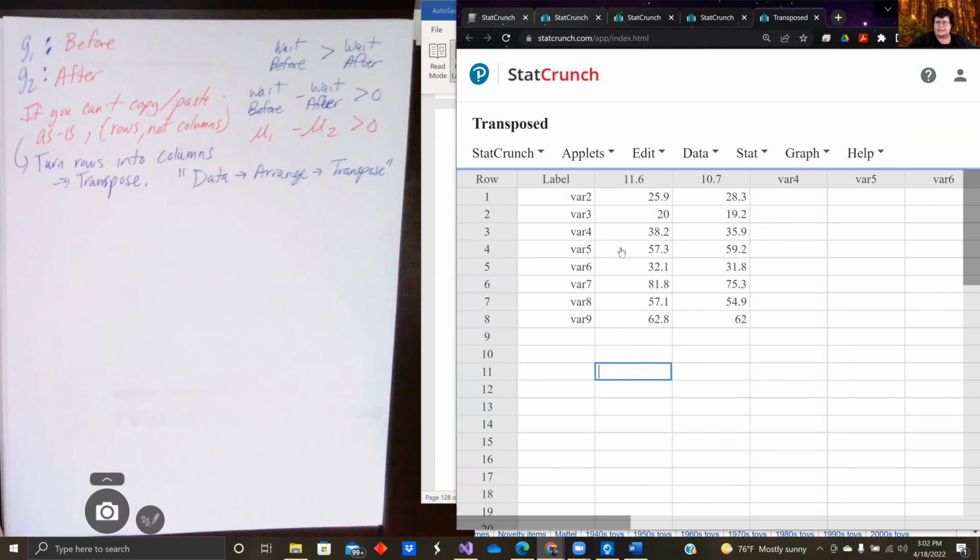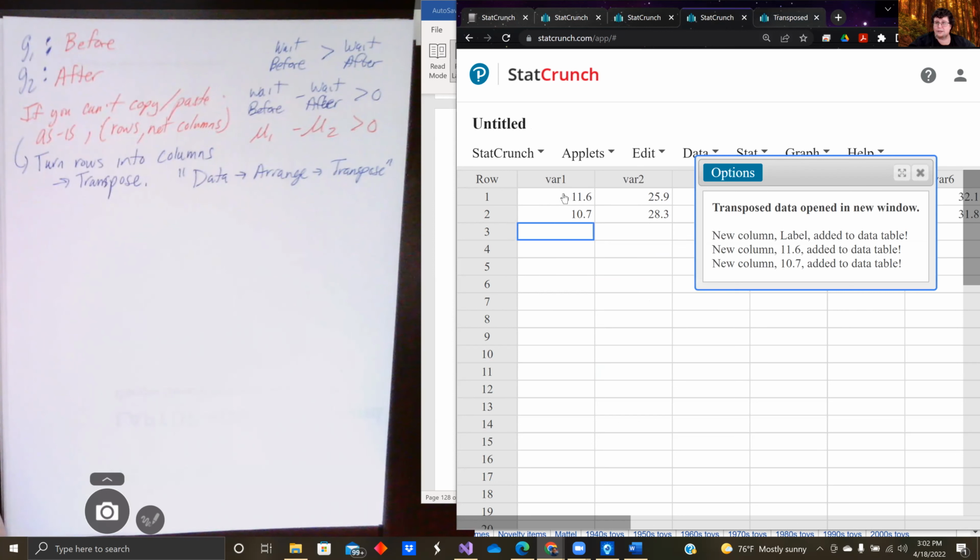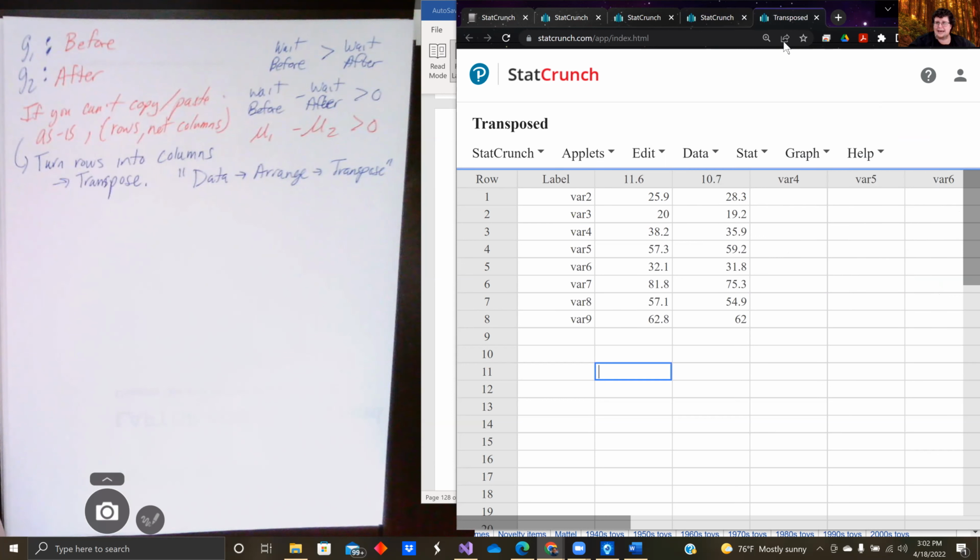All right, notice what it did. It calls this label. It's got 11.6 up here, 10.7 right there. If I go back and look at the other table, 11.6 and 10.7 were paired up. So I need to add that back in. I'm going to add in another one, 11.6 here and 10.7 there. And that was my variable 1. I don't need to put them in the same order as long as they're paired up correctly, side by side.